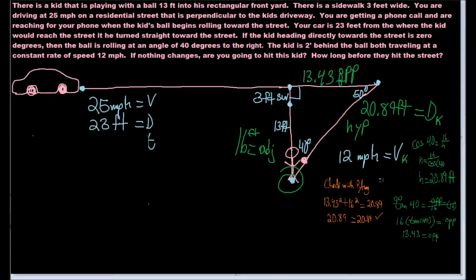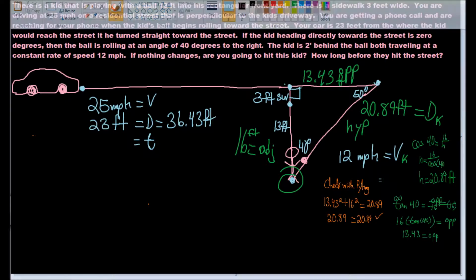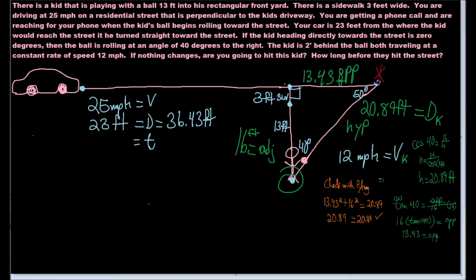Now that you have the distances filled in for the sides of the triangles, you can insert this back into your diagram. Let's go on and note that you have the car, which needs to travel through the point where the kid would hit the street if you turn directly towards it, and the point that's to the right of the kid where the ball is going to hit the street, and that's also going to be where the kid is going to hit the street. So the car needs to get to that point as well as the kid needs to get to that point. You know what distance, you know what angles, and the question is, do they get there at about the same time?